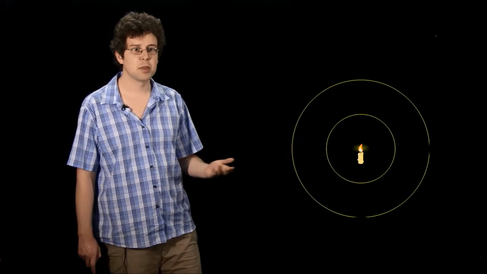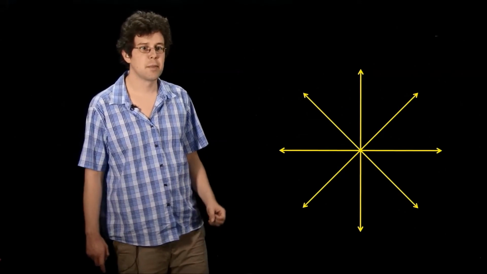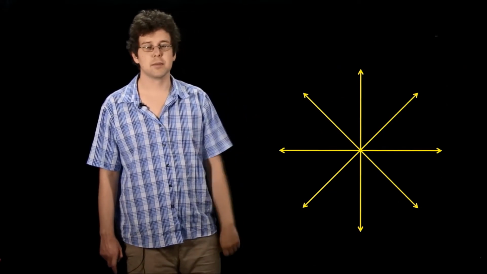So instead, we're going to replace this series of concentric outward propagating circles with a whole lot of arrows. Okay, so you can see they're coming out from the source in every direction. We call these arrows rays.